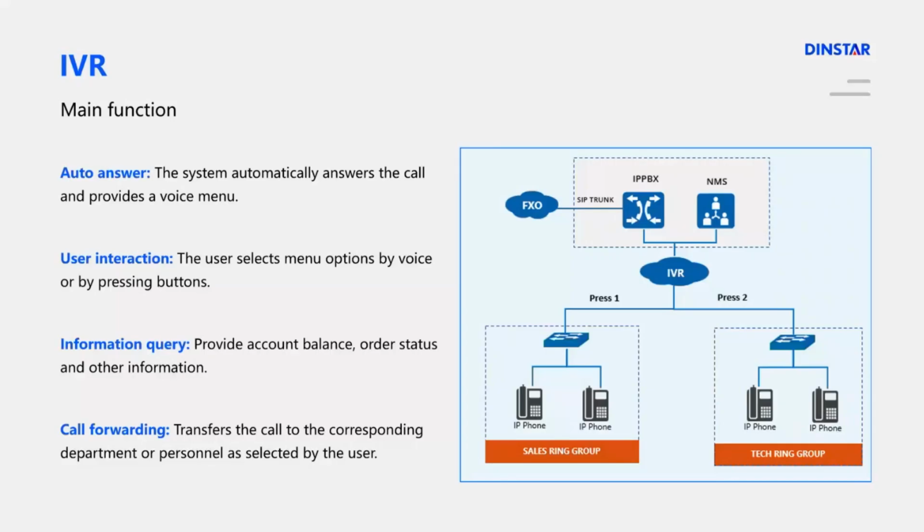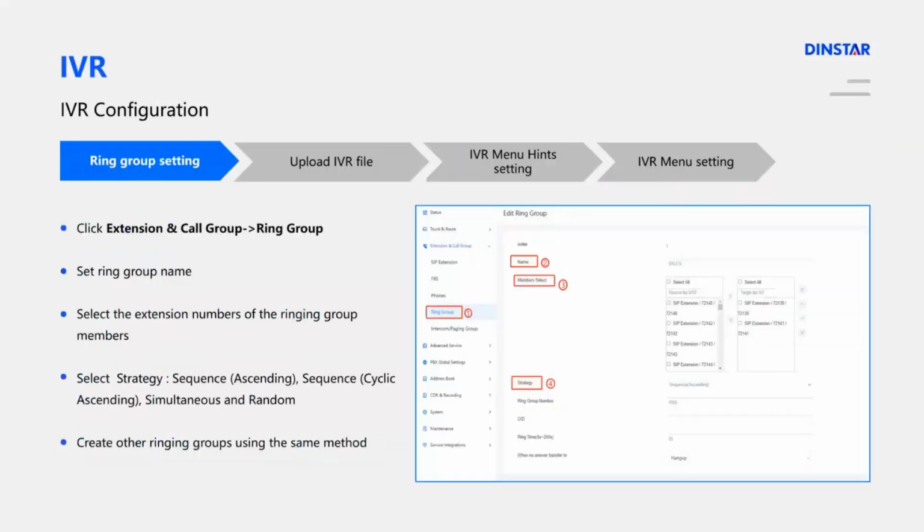So how to set it up? Yeah, there are a total of 4 steps. First one, we have to create a ring group and add the extensions to each group and pick a ring strategy. And next, we have to upload the IVR audio file.